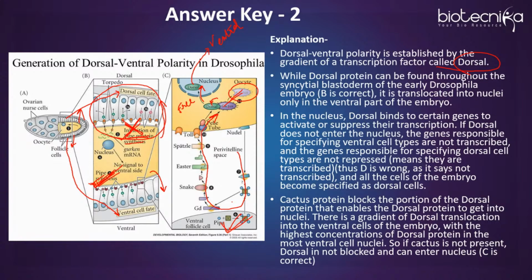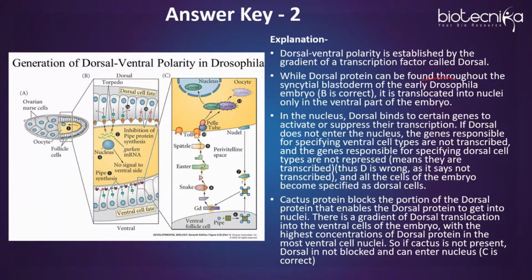We don't have pipe protein. If pipe protein is not there, then it cannot degrade cactus. If it cannot degrade cactus, dorsal will still be bound. And if dorsal is bound, it cannot enter the nucleus. If dorsal cannot enter the nucleus, it will lead to dorsalization. That's why this side forms dorsal fate. And because dorsal enters the follicle cells, meaning dorsal enters the nucleus on this side, that is why they will take the ventral fate. Okay.